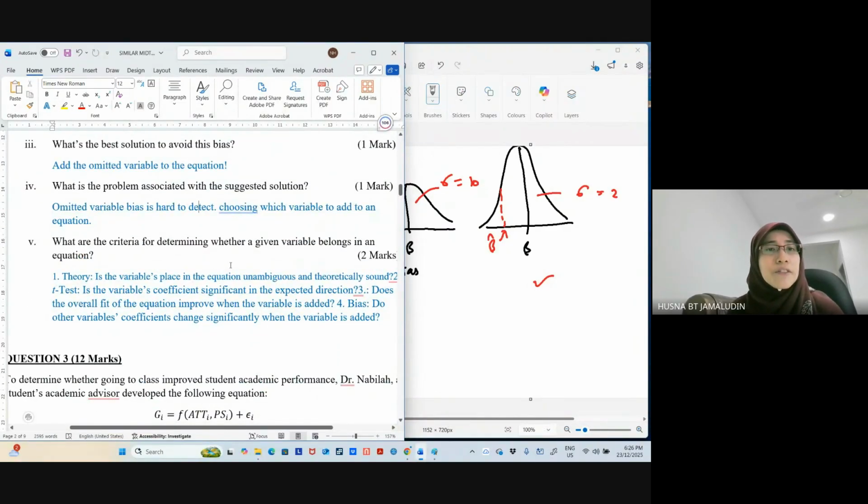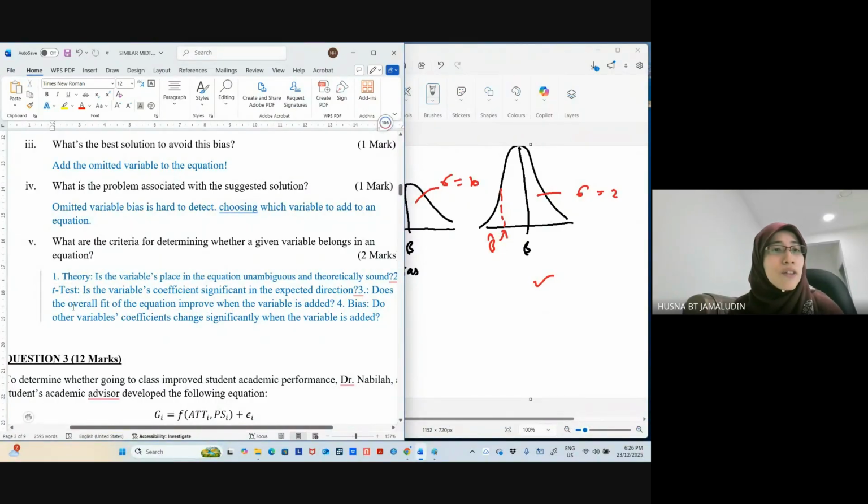What are the criteria for determining whether a given variable belongs in the equation? So, criteria to choose whether you want to add or drop the variable. Remember, you have 4 criteria. You have to check the theory. Is the variable that you want to add or drop supported by the theory? You have to check your t-test, t-score, whether the variable that you want to add or drop has a significant t-value, only that particular variable, not the other variable, okay?